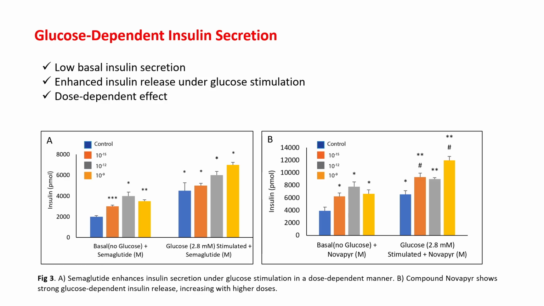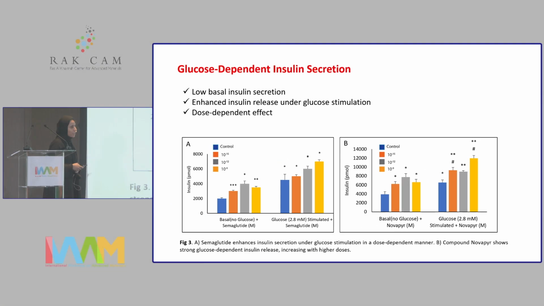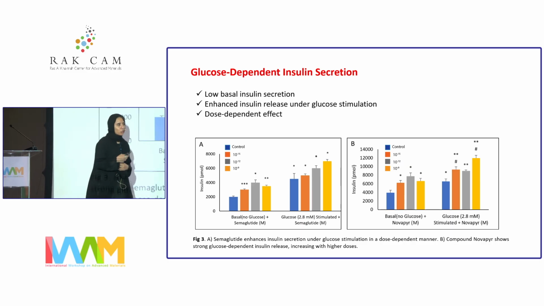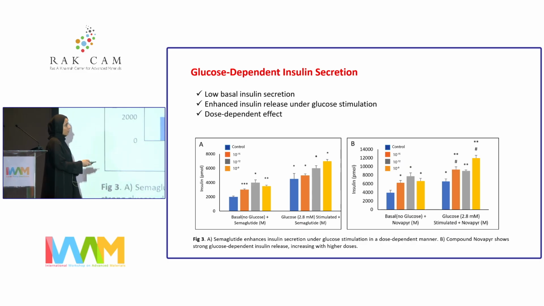Also, I'm sharing with you the in vitro study here. It's clear that in the basal condition, where there is no glucose, the Nova pair has low insulin secretion, which is very positive in order to prevent hypoglycemia. But in glucose stimulation, you will see that the Nova pair increases the insulin secretion in a controlled, dose-dependent form, and also in a behavior better than the injectable drug.